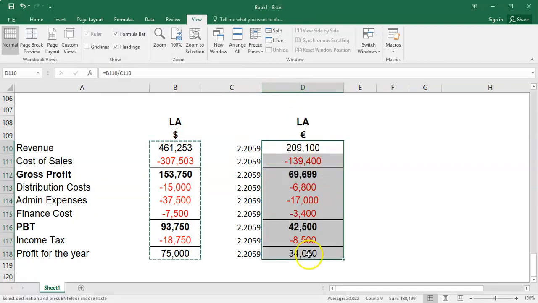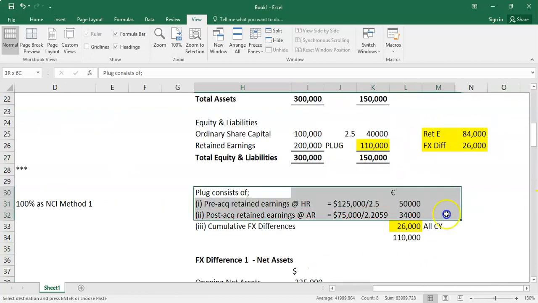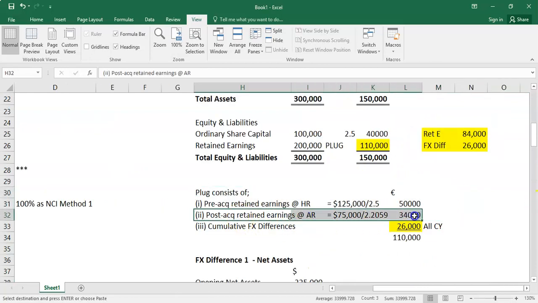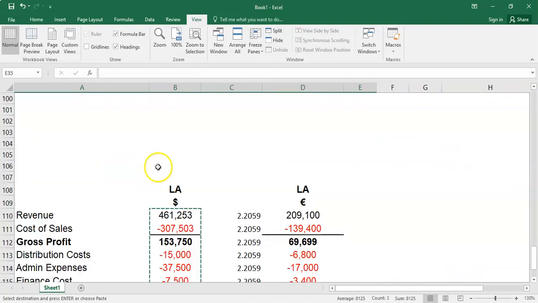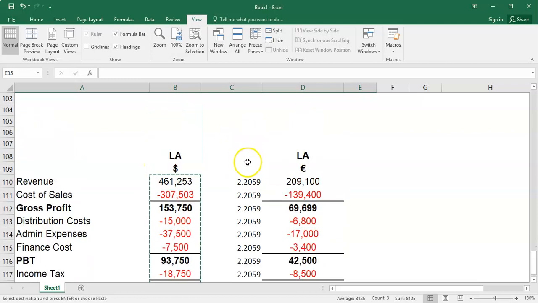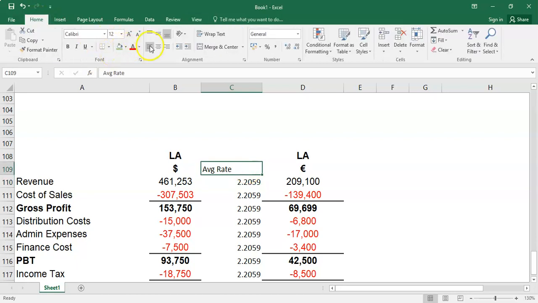So that means, and let's see where the 34 comes out of. We've done the 34 above. If you go back and you look at your working one, we said the post-acquisition retained earnings are 34,000 euro, and we use that in our figures. And that's where it comes from, the P&L, where everything is converted at the average rate. We call that AR, or average rate. That's where the 34,000 will come from.